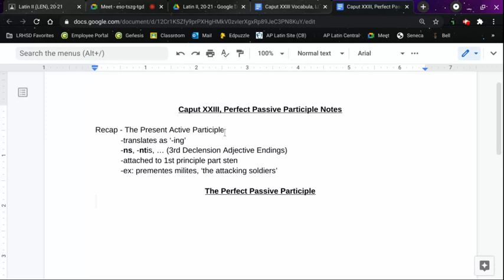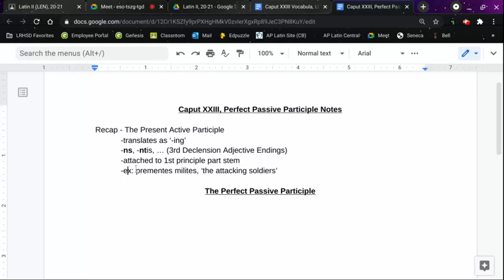There are 4 types of participles. We've already learned the present active participle. So as a recap, this particular type of word translates as -ing. It's featured by an -ns ending in the nominative singular or an -nt followed by third declension adjective endings. These endings are attached to the first principal part stem.